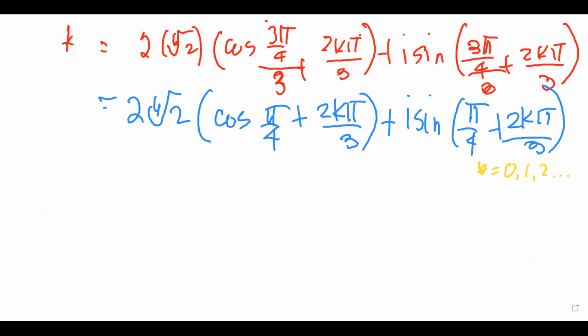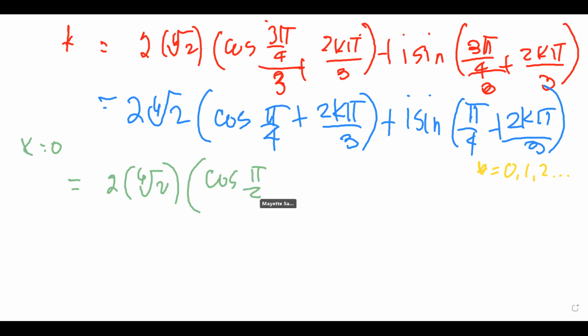So now let's replace the value of k. We now have the general formula for finding the roots of the equation. When k is equal to 0, this equation becomes 2 sixth root of 2, and this will be cosine pi over 4. This will be 0 here and 0 here, and then plus i sine of pi over 4, and that's the first root.